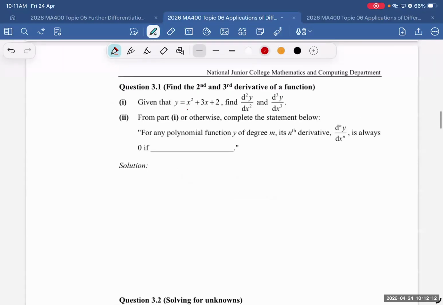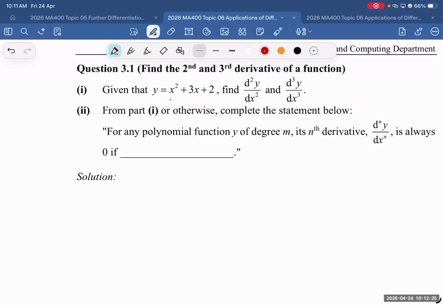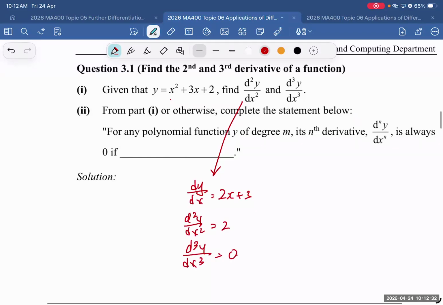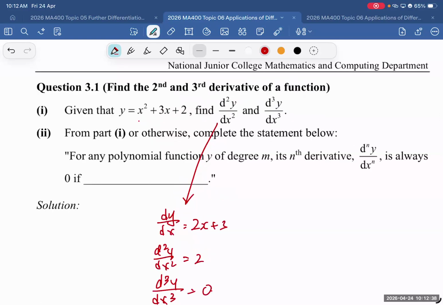So what is the idea? If it's of degree n, then if you differentiate more than n times, you get 0. Like you can see here, if my degree is 5, and as long as I differentiate more than 5 times, I will get 0. Okay? Clear? Like example here, you can just write this down straight away. So I think question 3.1 is done. 4.2, a typical O-level question.